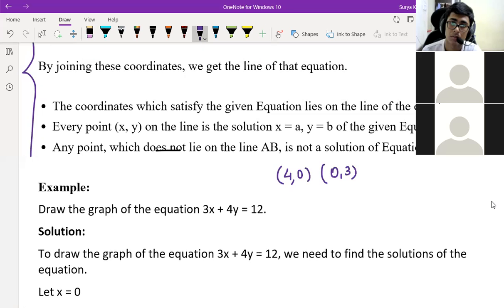I'll draw it, sir. Should I draw it in a graph sheet? No, just draw in the notebook. Right now you can draw in the notebook, but later on you can do it in graph paper notebook, which you just bought. Right now roughly you can show me. Sir, I'm getting x as 0, y as 3. Yes, next, if y is equal to 0, then x is equal to 4.